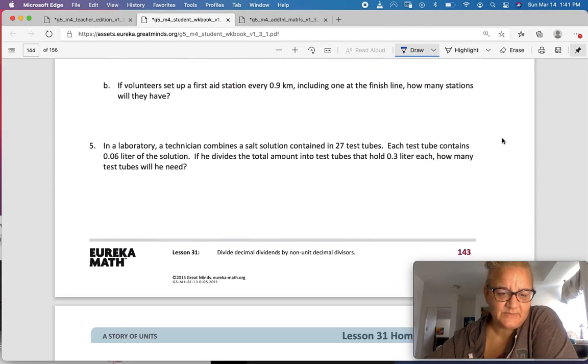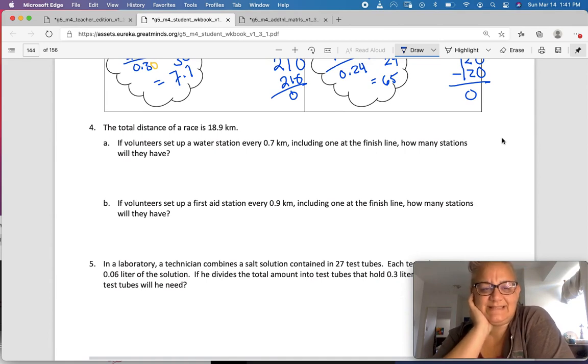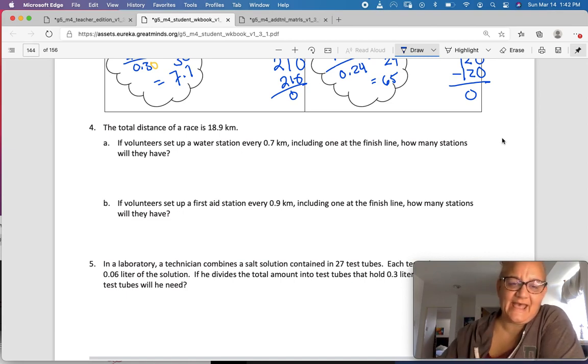Let's try a story problem here. The total distance of a race is 18.9 kilometers. If volunteers set up a water station every 0.7 kilometers, or 7/10 of a kilometer, including one at the finish line, how many stations will they have?